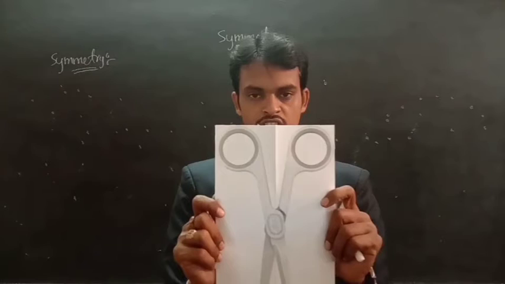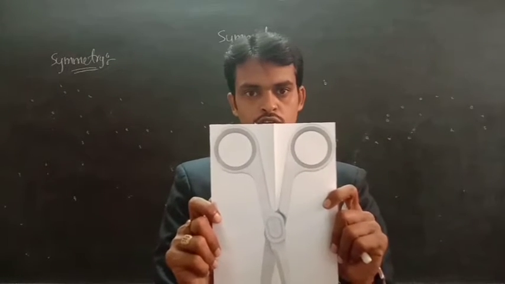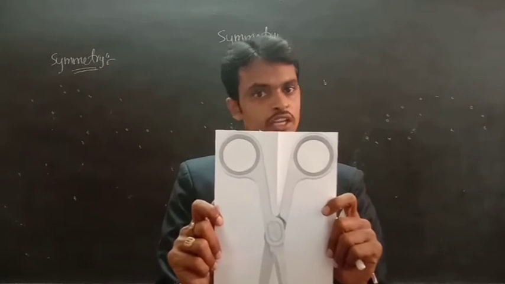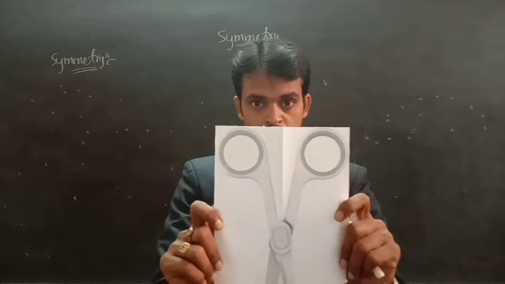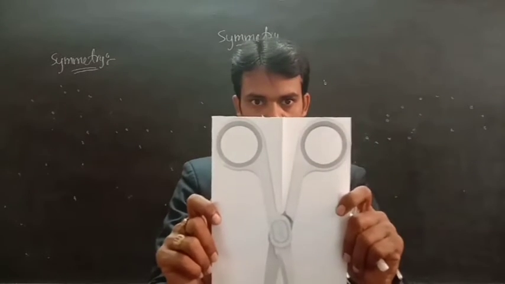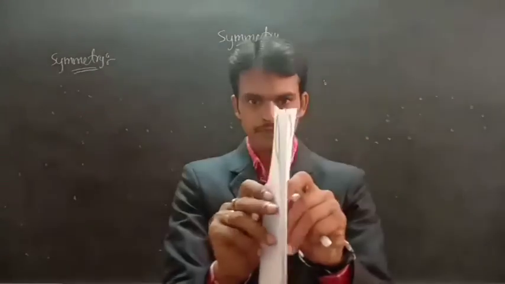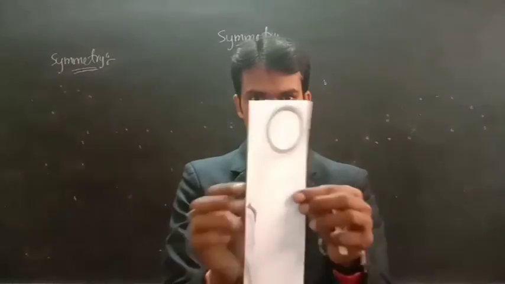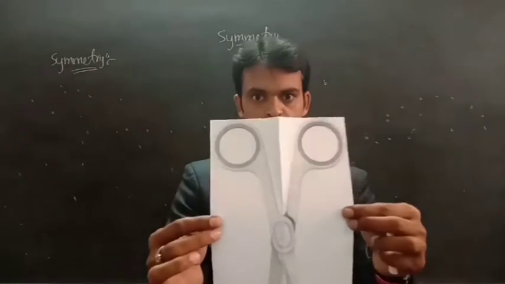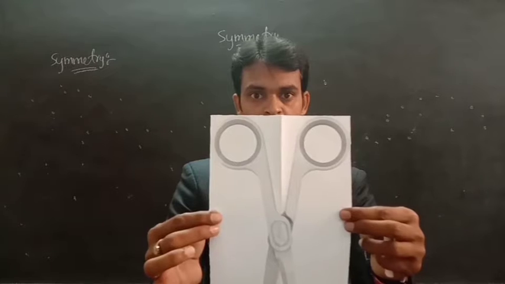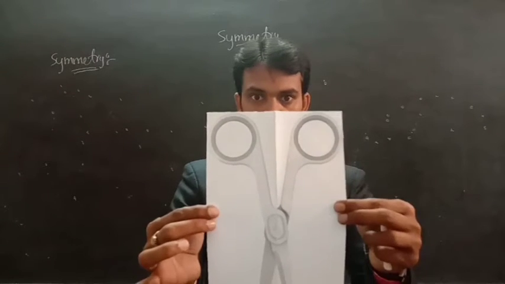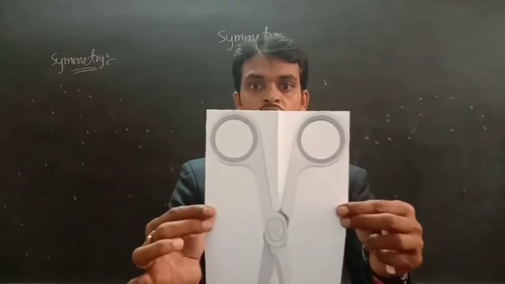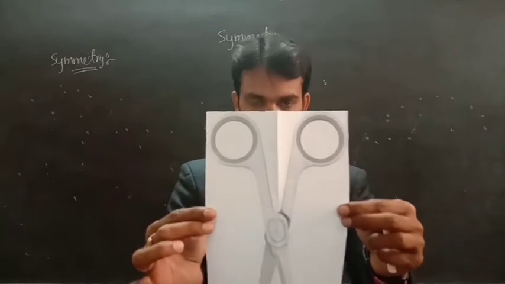What is this? Caesar. So in daily life, in your kitchen, mother will use it, yes or no? Yes. So this Caesar is also a symmetrical figure. See, if I fold it like this, look at the parts of the figure. Yes, the two parts coincide with each other, exactly match with each other. Then this Caesar is also an example of a symmetrical figure.